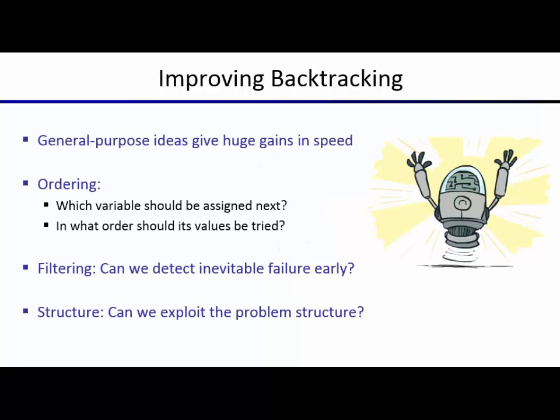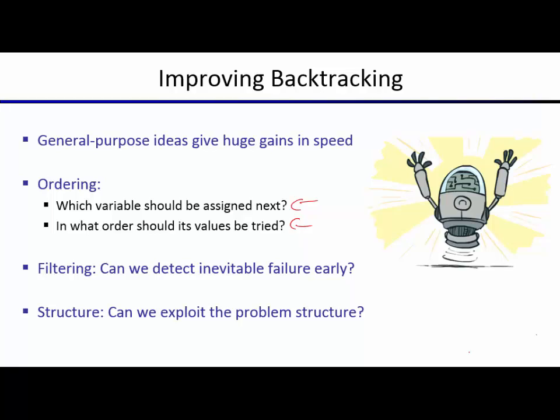All right, let's restart. How can we improve backtracking? Some ideas we've already referenced. You have a choice point in terms of which variable to choose next for expansion. You have a choice in terms of which values to try next.